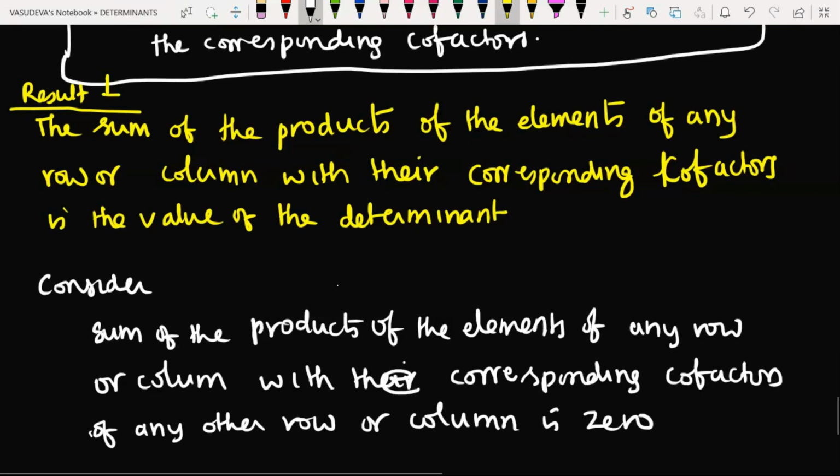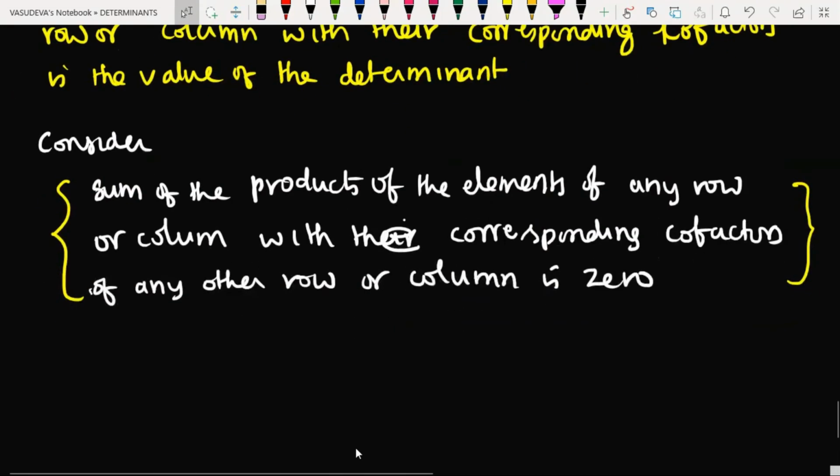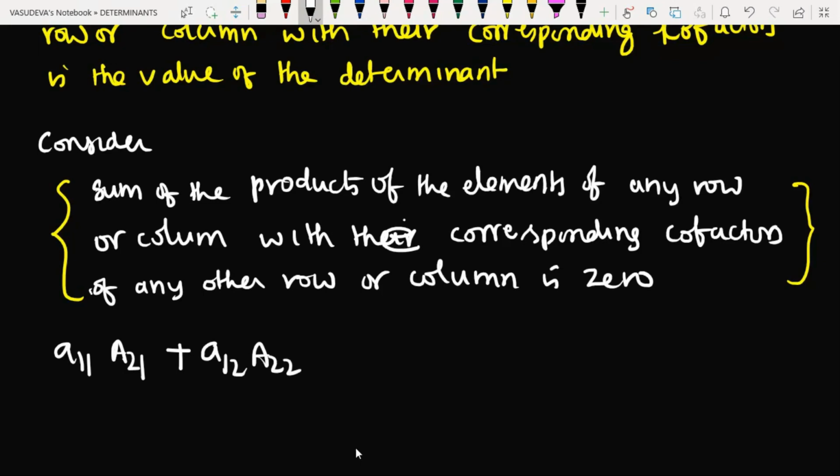So now this is another very important thing. The sum of the products of the elements of any row or column with the corresponding cofactors of any other row or column is 0. Just take one example: the elements of the first row and the cofactors of the second row, A11 into A21, A12 into A22 plus A13 into A23.